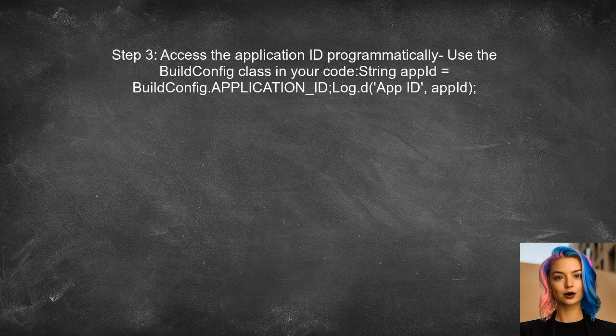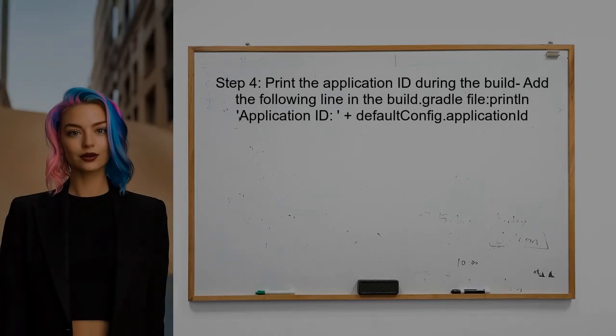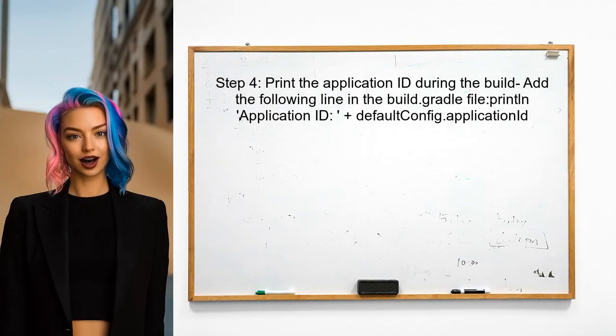To access the application ID programmatically, the user can reference it in their code. They can use the BuildConfig class, which automatically generates fields based on the build configuration. Finally, if the user wants to print the application ID during the build process, they can add a simple print statement in the build.gradle file.